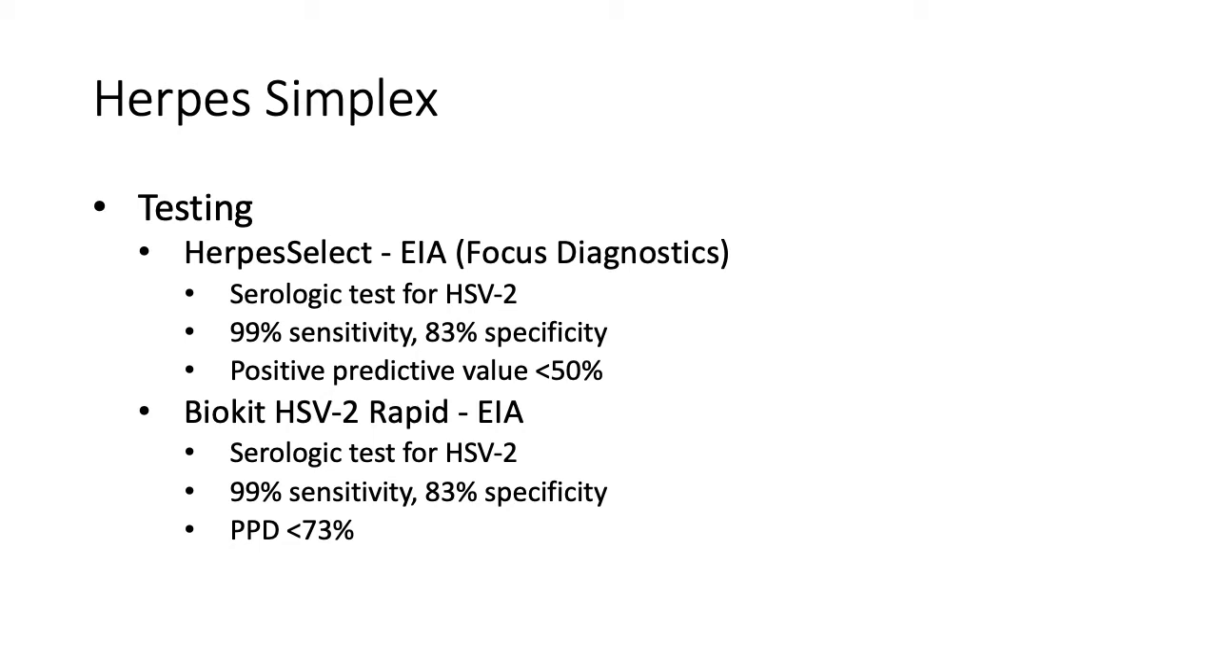BioKit produces a rapid serologic EIA for HSV2. Like the Herpes Select assay, it too has a sensitivity and specificity of 99% and 83% respectively. Its positive predictive value, though, is less than 73%. Other tests that are available include PCR, Western blot, and cell culture.